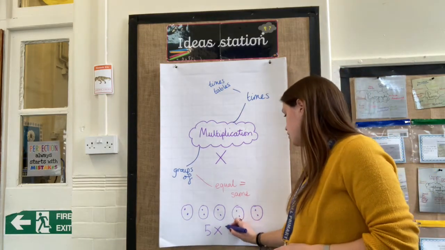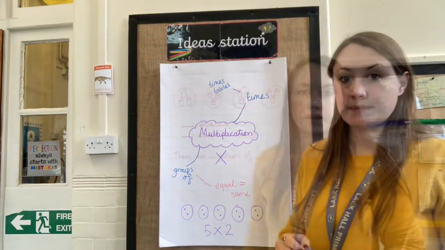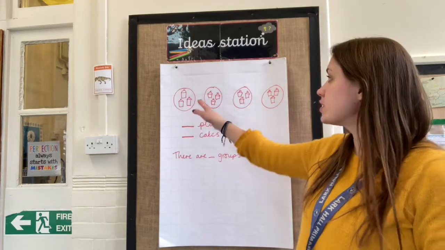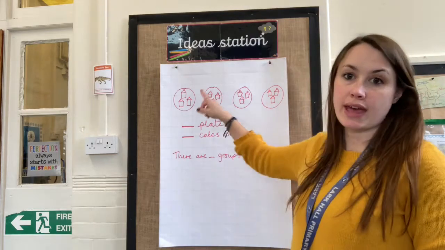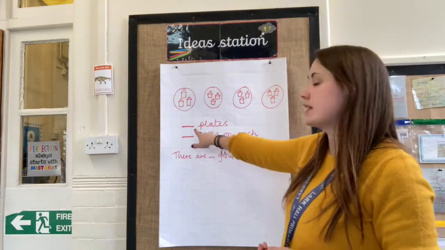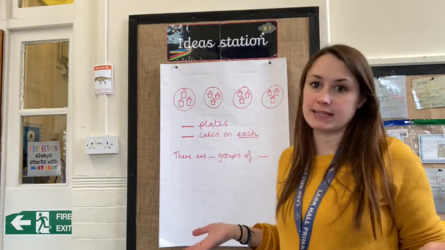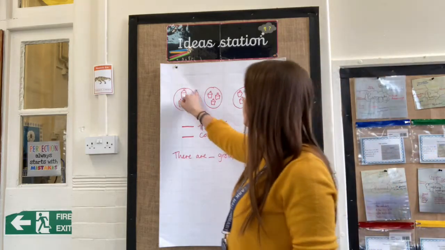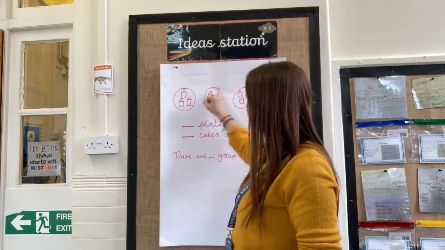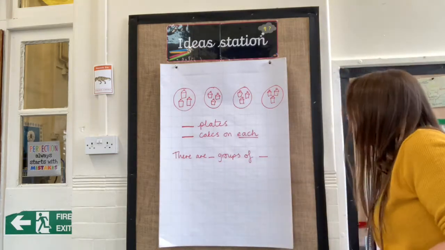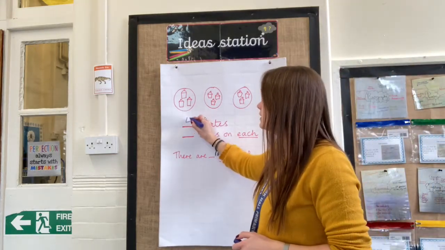Okay, so the first question on your sheet shows you a picture of plates with cakes on them. And you've been asked to fill in the blanks. How many plates are there? So this is asking you how many groups there are. So I can see there's 1 plate, 2 plates, 3 plates, 4 plates. So there are 4 plates.